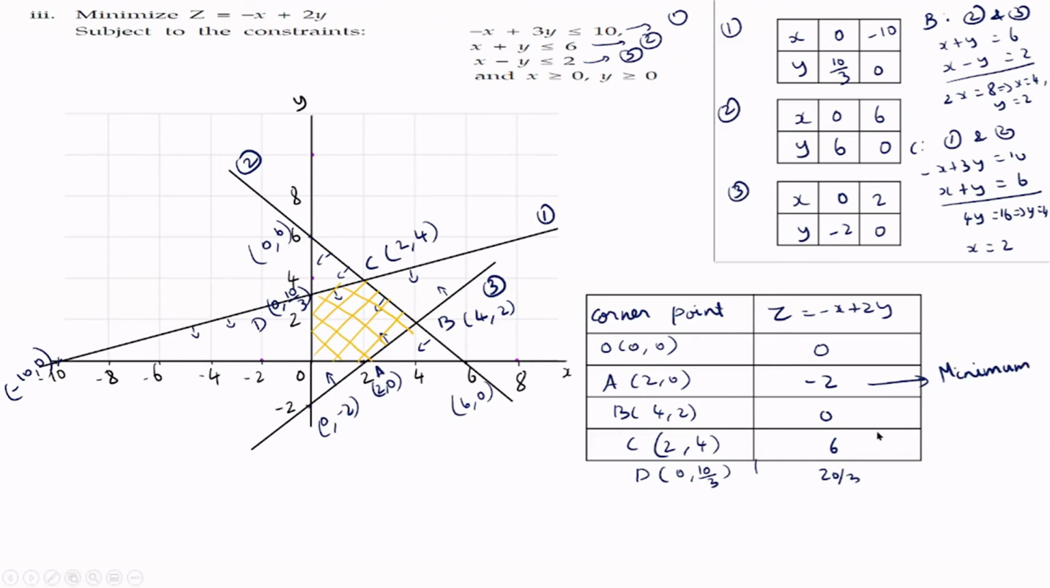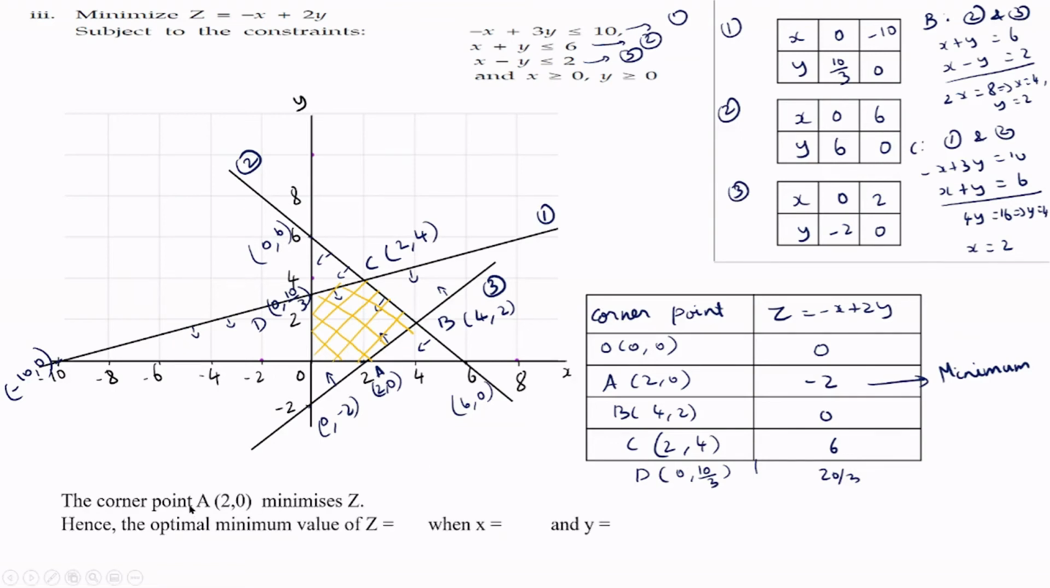So we can see that the minimum value of z occurs at the corner point A (2, 0), and the optimal solution is x is equal to 2, y is equal to 0 and the optimal value of z is minus 2. So the corner point A (2, 0) minimizes z, hence the optimal minimum value of z is equal to minus 2 when x is 2 and y is 0. So this is the result.